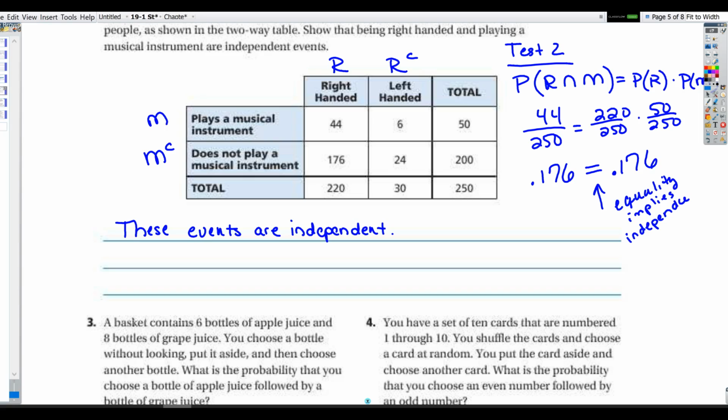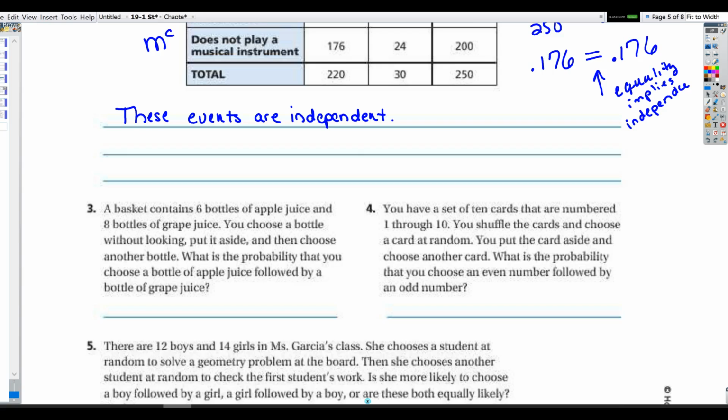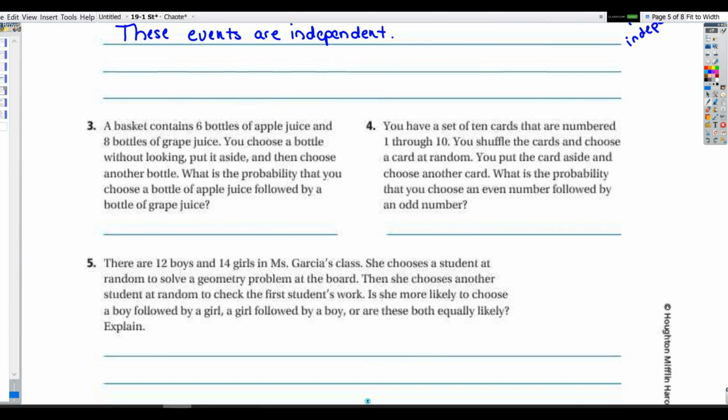Okay, so let's keep going. We are going to do number 3. Now this gets into another type of the same thing. So for number 3, a basket contains 6 bottles of apple juice and 8 bottles of grape juice. You choose a bottle without looking, put it aside, and then choose another bottle. What's the probability that you choose a bottle of apple juice followed by a bottle of grape juice? This you know how to do, right? And you don't really even need the formulas. You're using them, you just don't know you're using them. So go ahead and figure out what you get there.